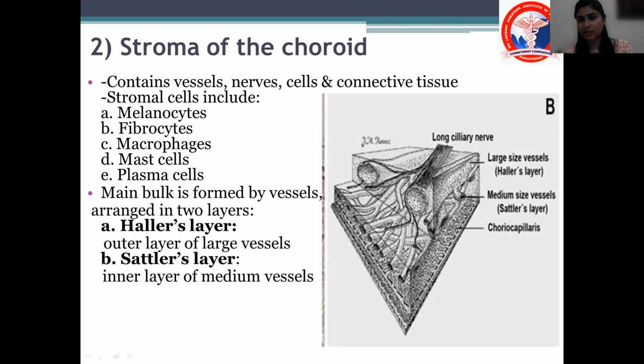So this is the outer layer, the larger size vessels. They are called Haller's layer. The medium-sized blood vessels are called Sattler's layer. And this is the choriocapillaries.